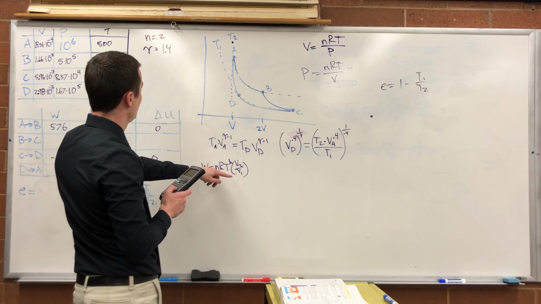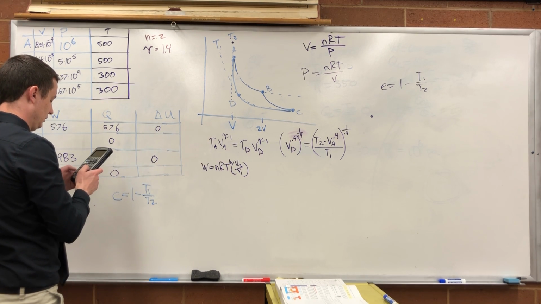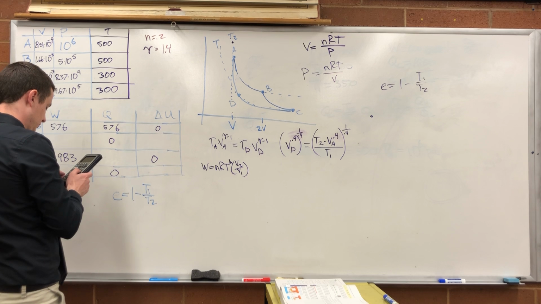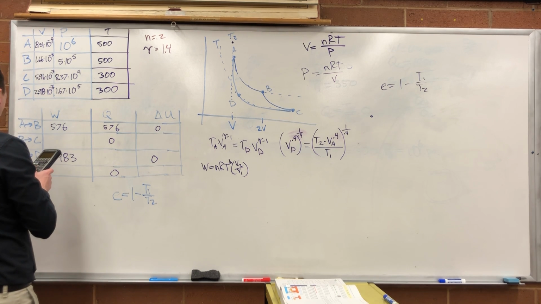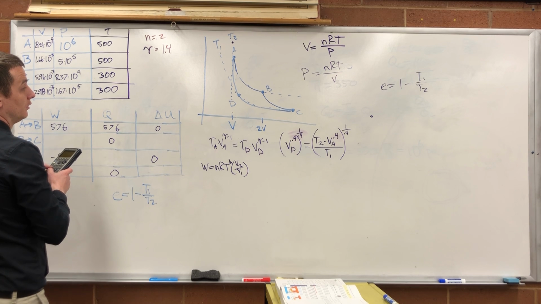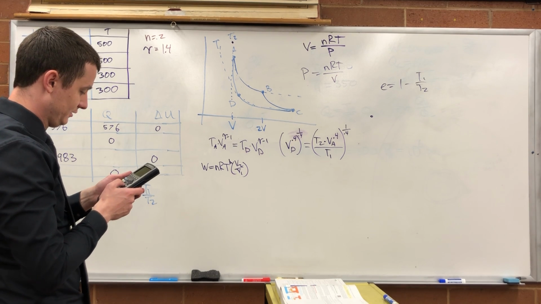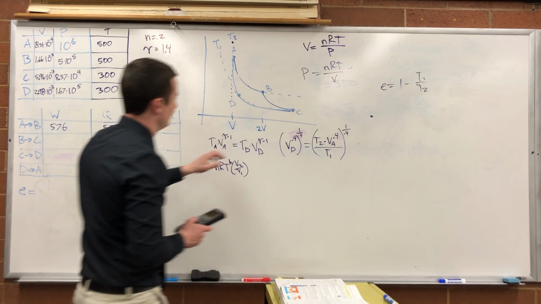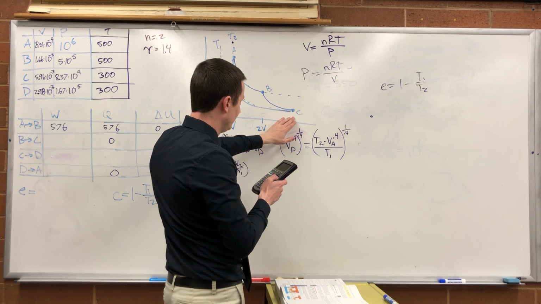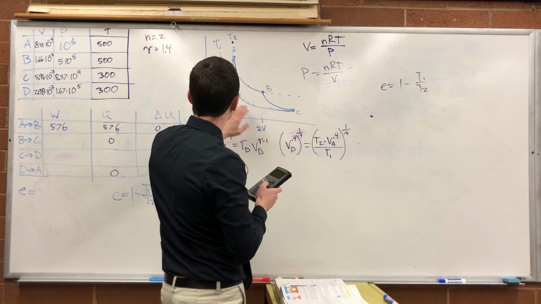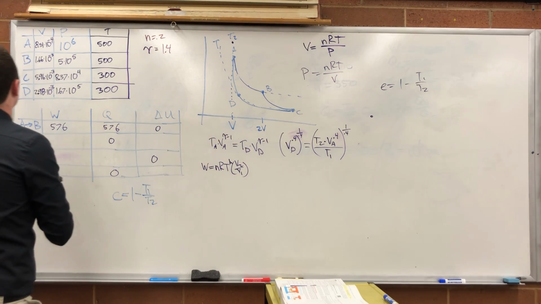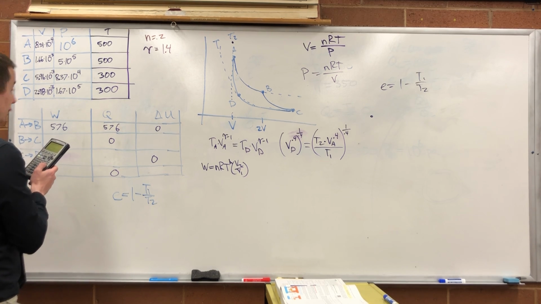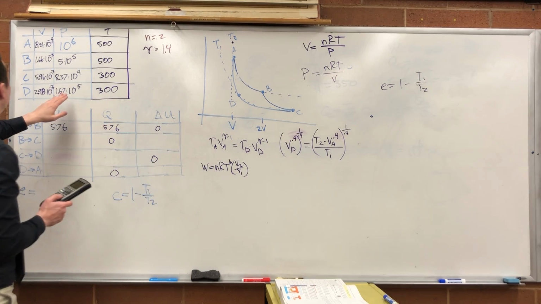times our temperature, 300, times the natural log of our ending volume divided by. You're not ending on A. It's D. This is from C to D. Thank you. From C to D. So our ending volume is our volume at D, which is going to be 0.00596 divided by our starting volume.